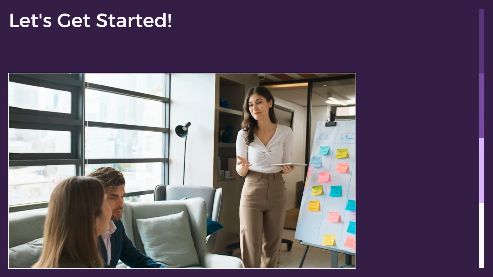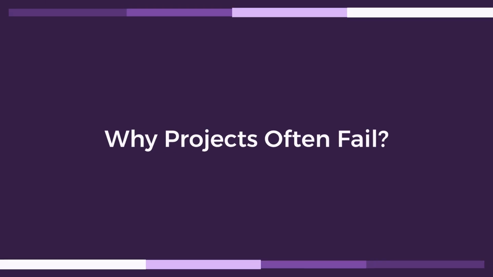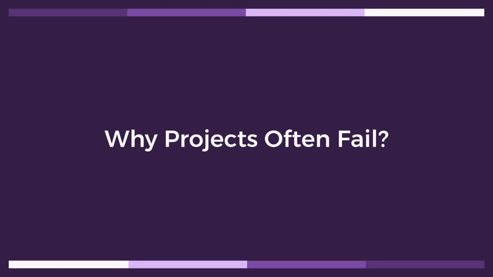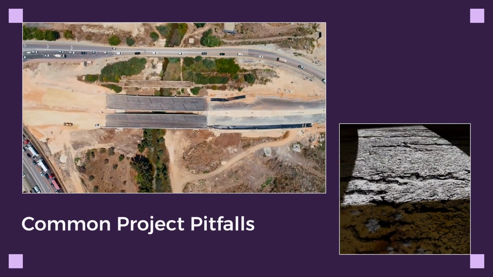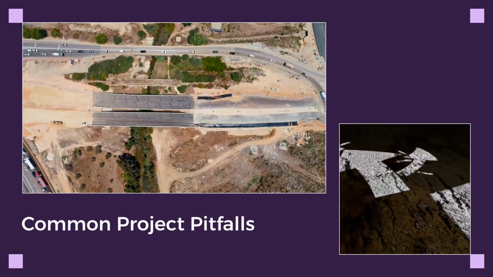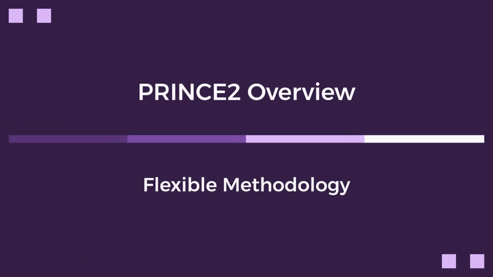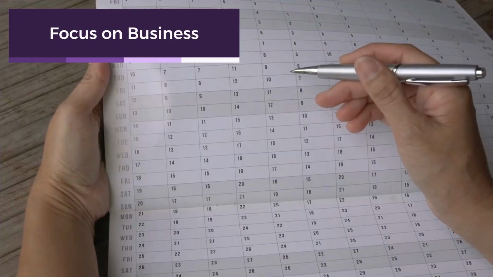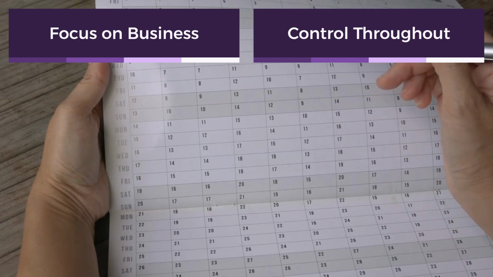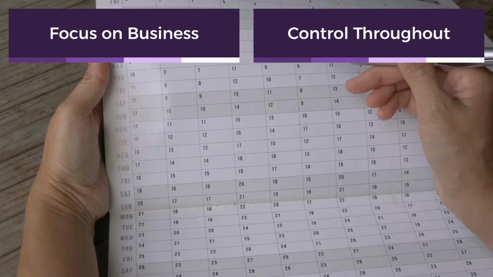Let's dive right in. Projects can fail due to lack of clarity, planning, and uncontrolled changes. Ignoring risks, poor communication, and a lack of responsibility are common project pitfalls. PRINCE2 offers a universal and adaptive methodology suitable for any industry. PRINCE2 focuses on business justification and control throughout the project.